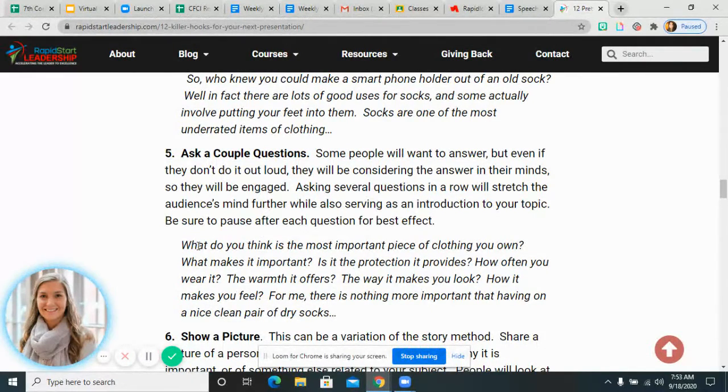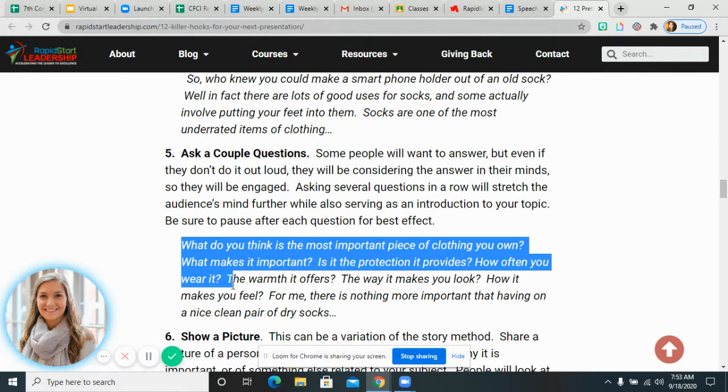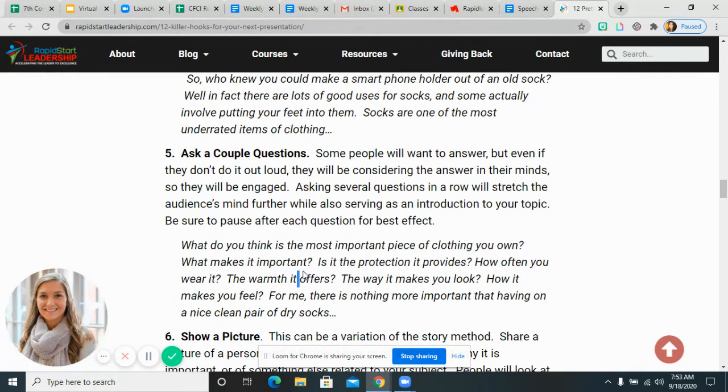You can ask questions like, what do you think is the most important piece of clothing you own? What makes it important? Is it the protection it provides? How often you wear it? So this is an example of a rhetorical question where you're not expecting the audience to answer, but they start wondering what the answer would be in their head, and so that intrigues them.